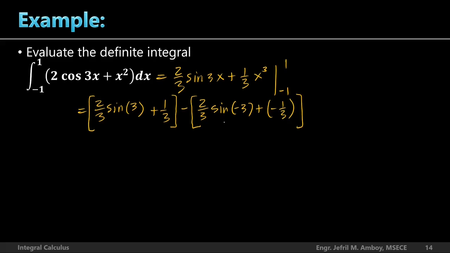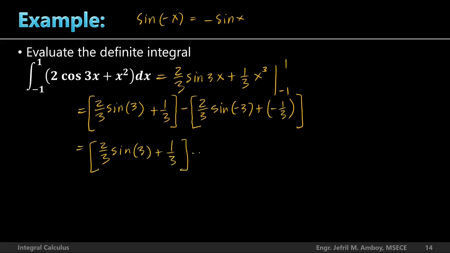So, ano ba yung sine of negative 3? Simplify natin ito, because sine is an odd function. Therefore, sine of negative x is equal to the negative of sine x. So, i-apply natin dito yan. Kopyahin ko lang ito. Magiging 2/3 sine of 3 plus 1/3 minus 2/3. Sine of negative 3 is equal to the negative sine of 3. Tapos ito, minus 1/3.